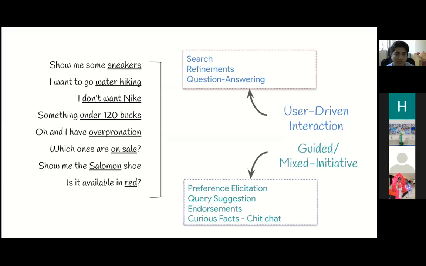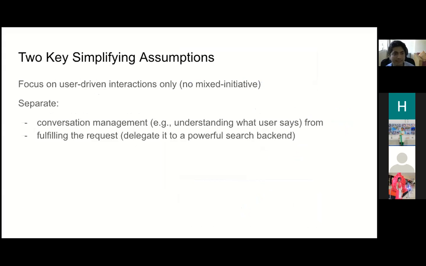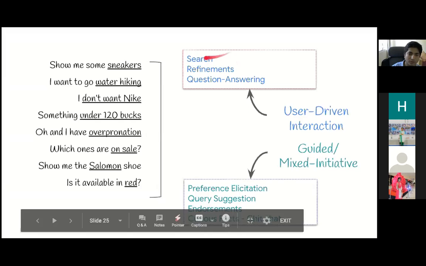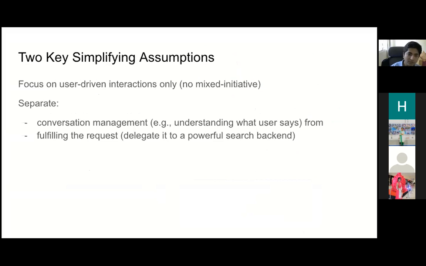I think systems of all categories exist. But for today, we're going to take two simplifying assumptions. The first is that we want to focus on user-driven interactions only, no mixed initiative. So the user is driving the conversation and we are just fulfilling the user's requirement. And the second simplifying assumption is to separate out conversation management from the fulfillment of the request.